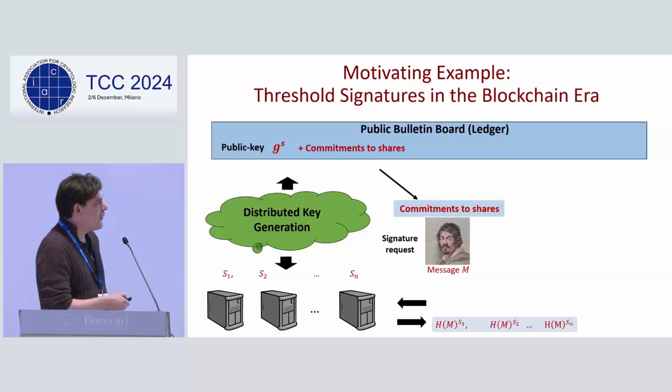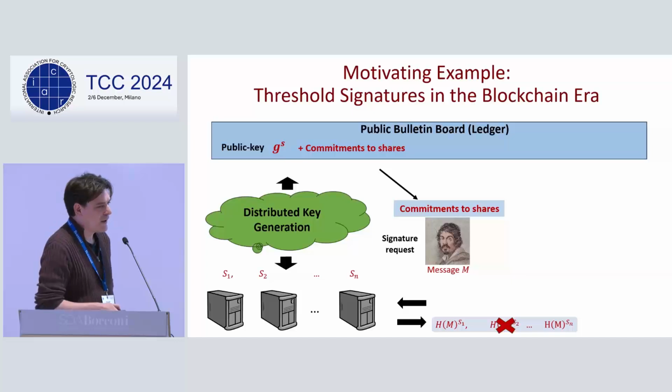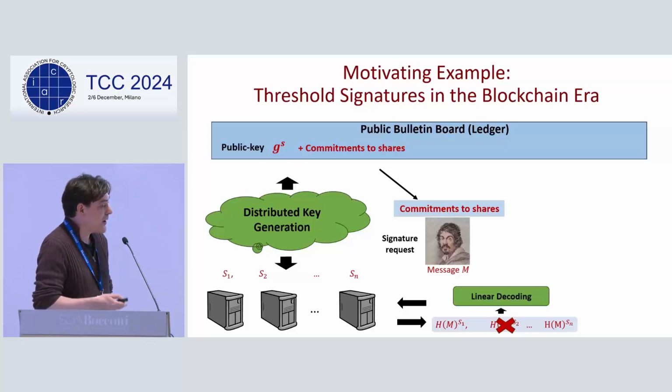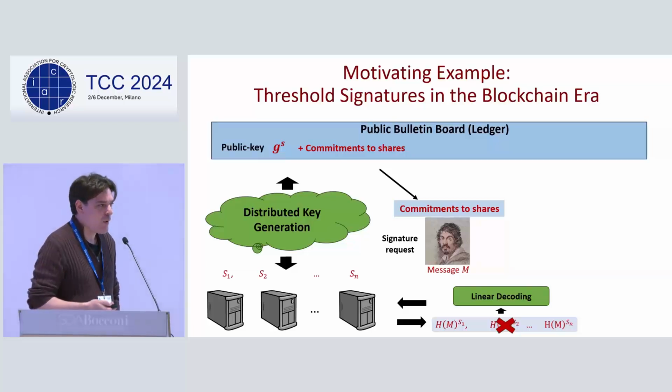And now the user downloads all these signatures, checks that they are okay, maybe some of them turn out to be bad, throws them away, and assuming that he has enough valid shares, he applies the linear decoding in the exponent and gets the signed message.